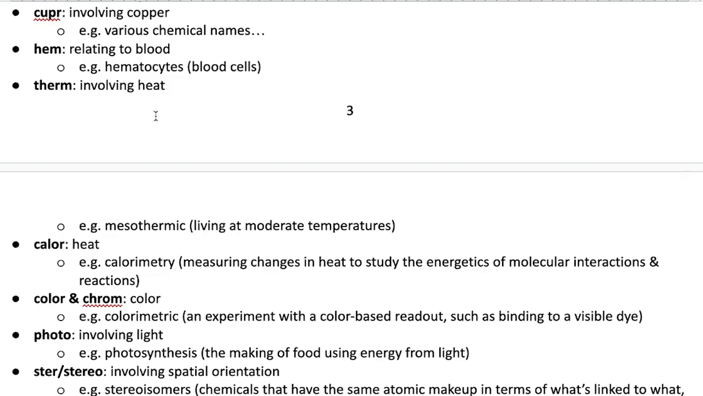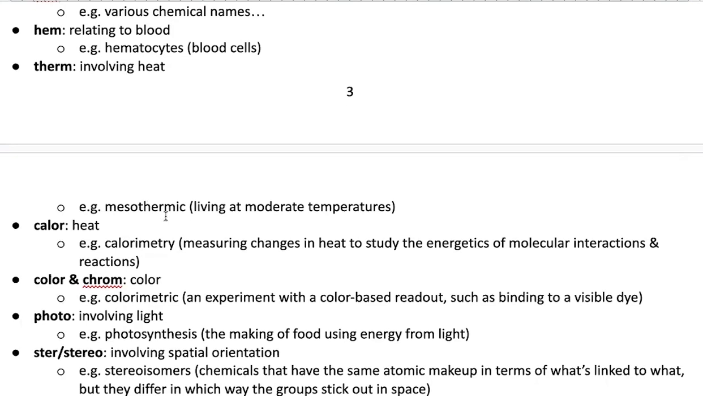Therm, now we're involving heat. So something that is mesothermic, remember we saw meso, where meso means kind of middle. A mesothermic thing would mean it would be living at moderate temperatures. The meso tells us that it's the middle, and then the therm tells us it involves heat.